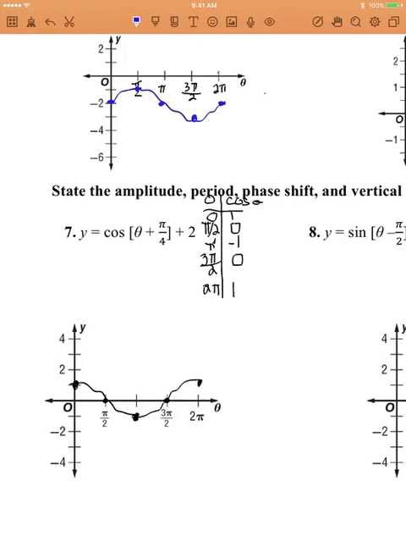Alright guys, we have our last video that I'm going to do for you guys. That's a combination of a phase shift and a vertical shift.